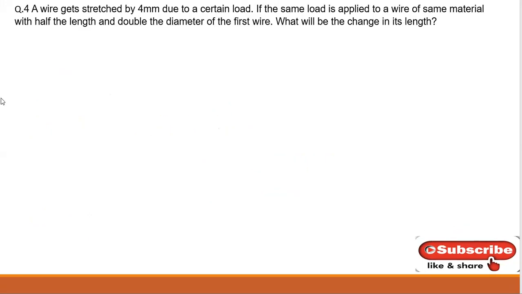A wire gets stretched by 4 millimeter due to a certain load. That means the change in length is given. If the same load is applied to a wire of the same material with half the length and double the diameter of the first wire, what will be the change in its length? So for the first wire, the change in length we will take as L1. L1 is equal to 4 millimeter. 1 millimeter is 10 raised to minus 3 meter. That is 4 into 10 raised to minus 3 meter.